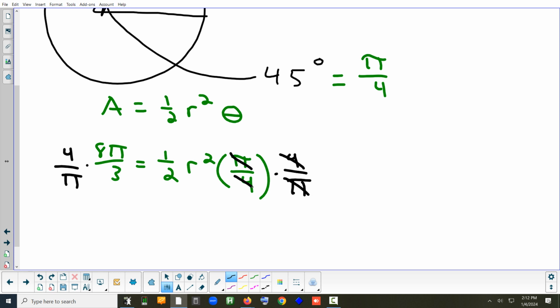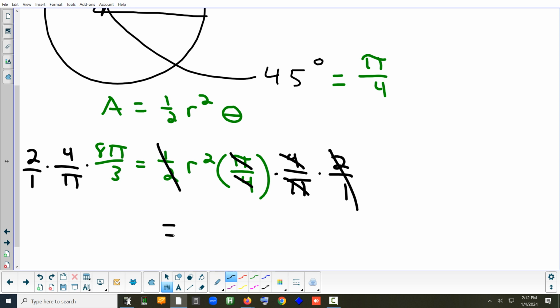And now let's think about this 1 over 2. You can get rid of that the same way. How do you get rid of 1 over 2? Times 2 over 1, or just times 2. Times 2 over 1. 2 in the bottom, 2 in the top.